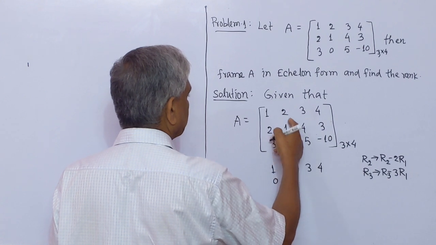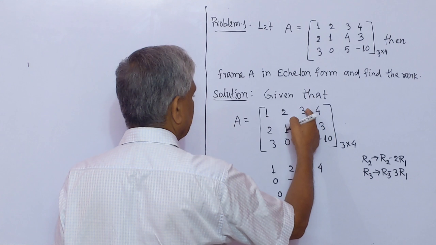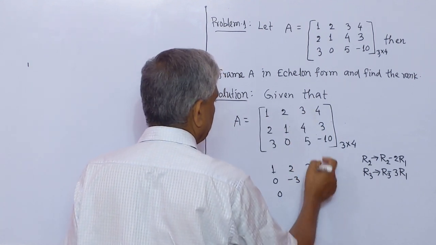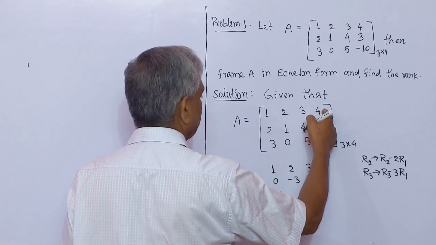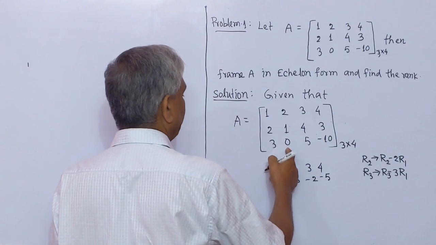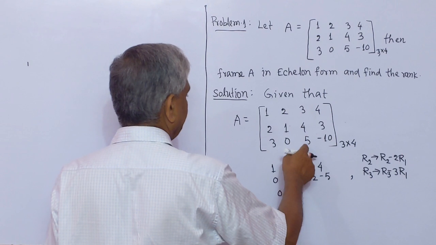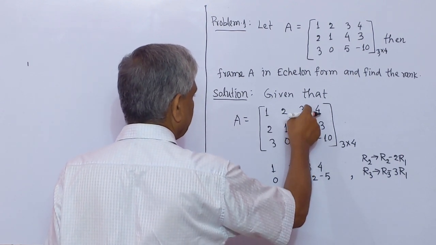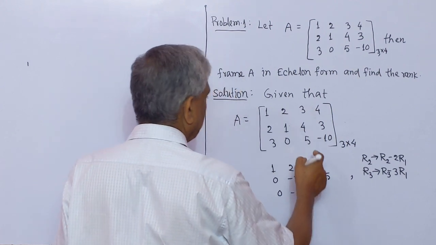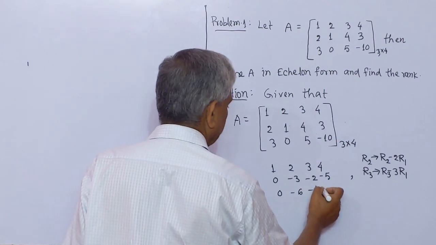Here 1 minus 2 into 2, minus 3. Here 4 minus 3 into 2, 6 means minus 2. Here 3 minus 4 into 2, 8 means minus 5. Here 0 minus 3 into 2, minus 6. Here 5 minus 3 into 3 means 9. 5 minus 9 is minus 4. Here minus 10 minus 4 into 3, minus 22.